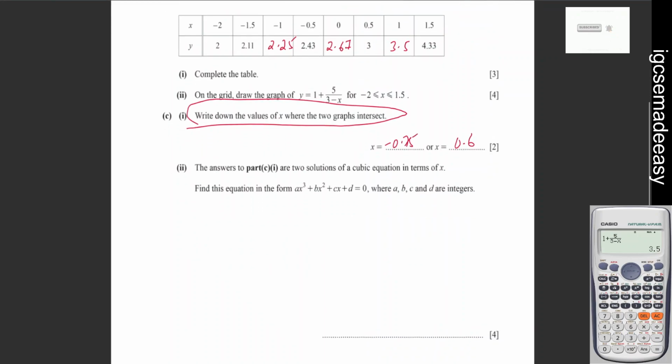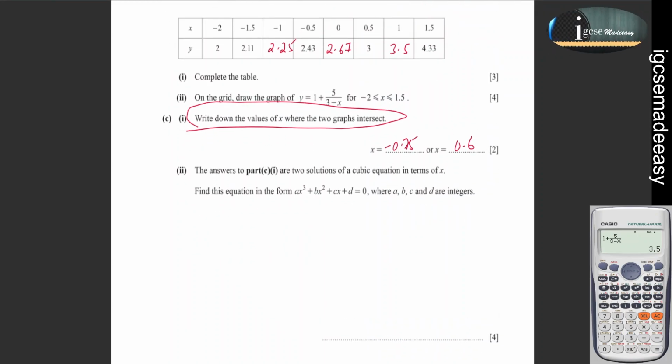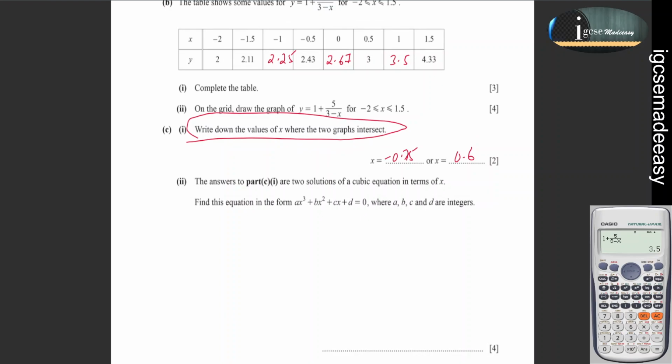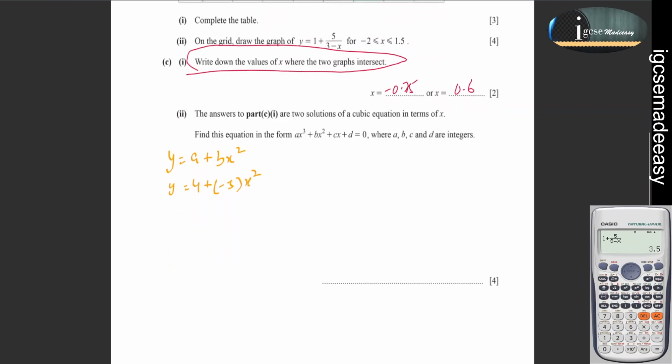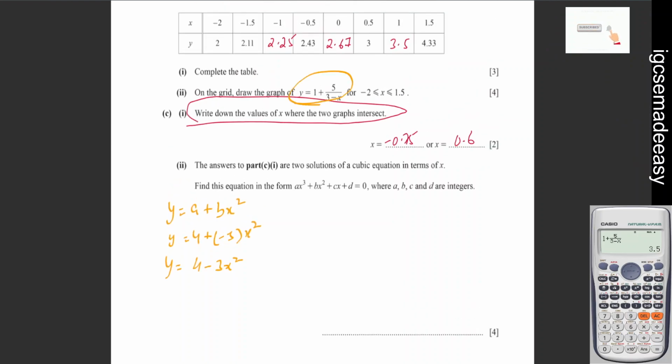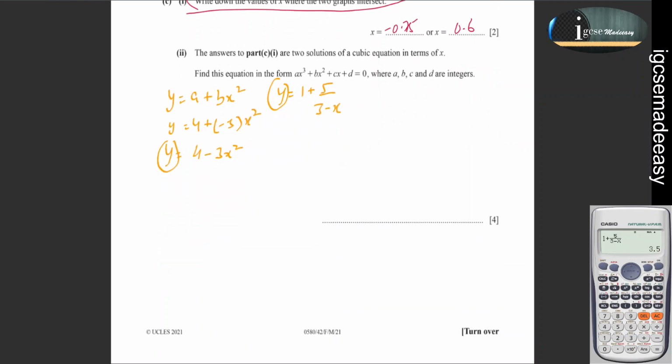Part 2. For solving this question, we already have one of the equations that we can take from 6a1. The equation that we know is y equals a plus bx square, where the value of a was 4 and b was minus 3, so we can write it as y equals 4 minus 3x square. This is one of the equations. The other equation that we have is here, y equals 1 plus 5 by 3 minus x. Because both are equal to y, we can equate them together.